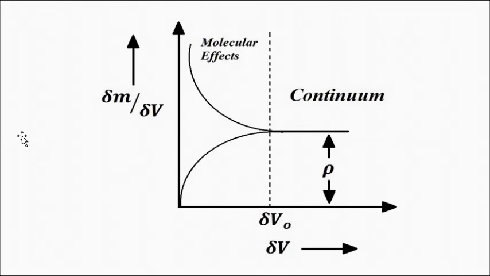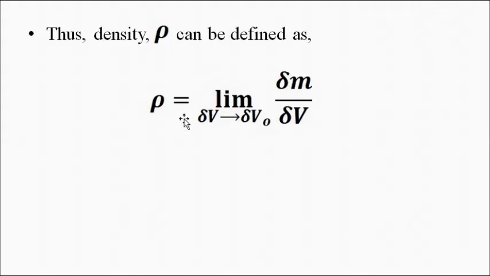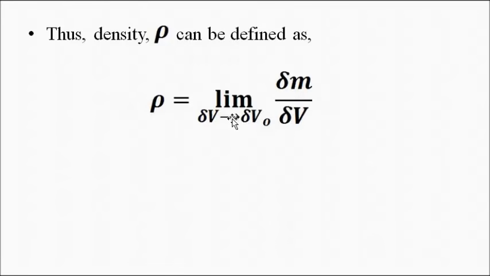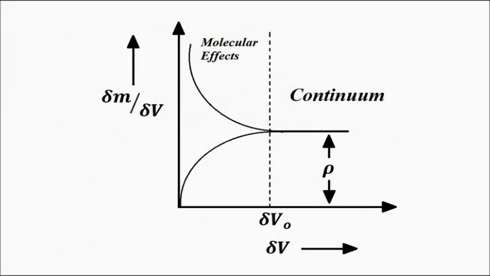So we can define density as the limit of delta M by delta V as delta V tends to delta V0, which is the limiting value, the critical value, the minimum value of delta V for which the density is equal to rho. When the value is decreased below delta V0, it is no longer constant and fluctuates because of molecular effects. So this is the concept of continuum.